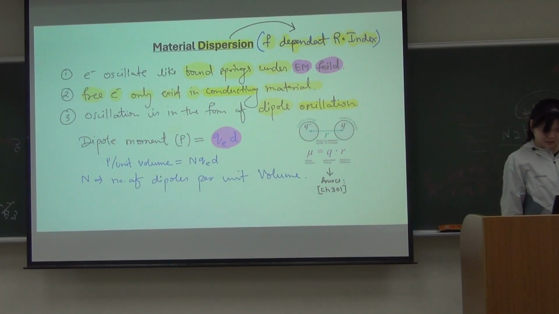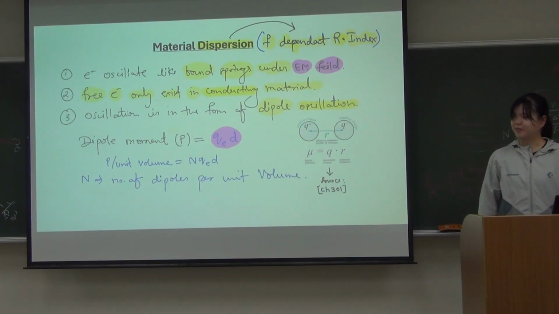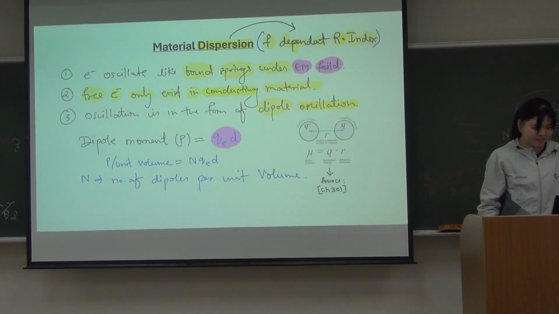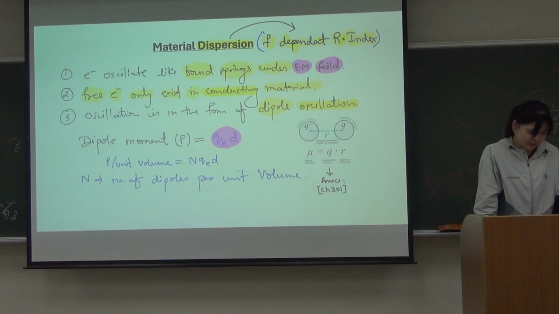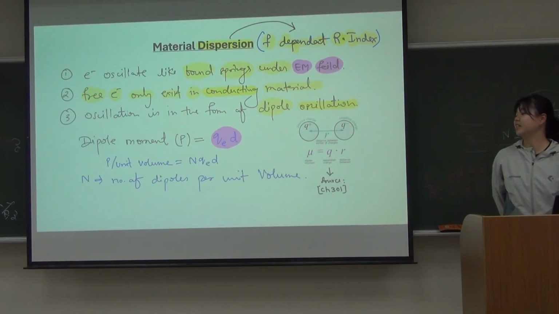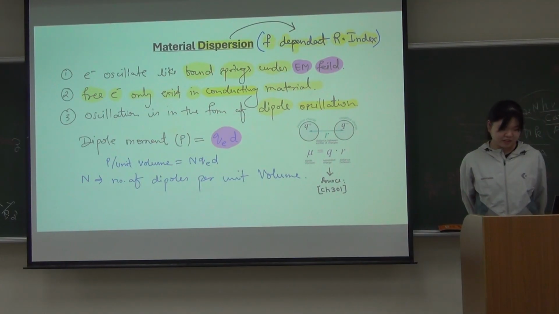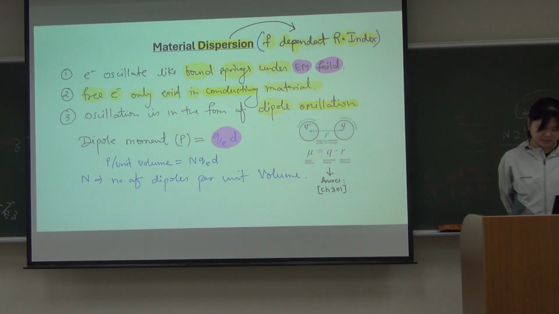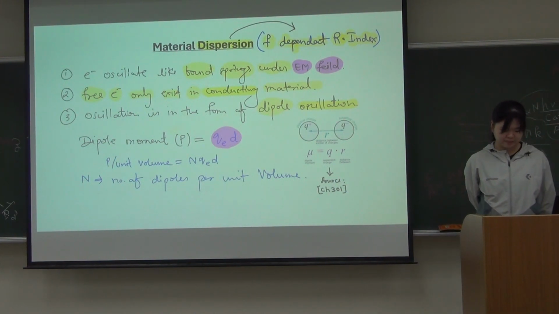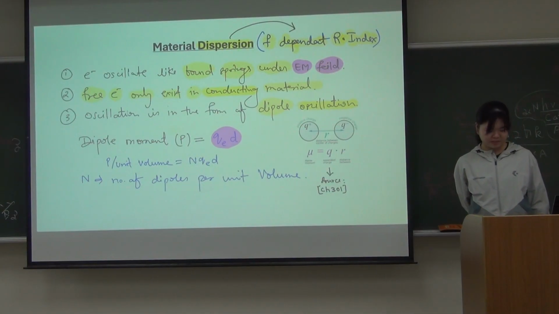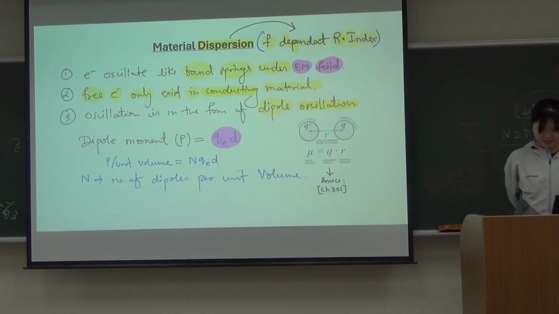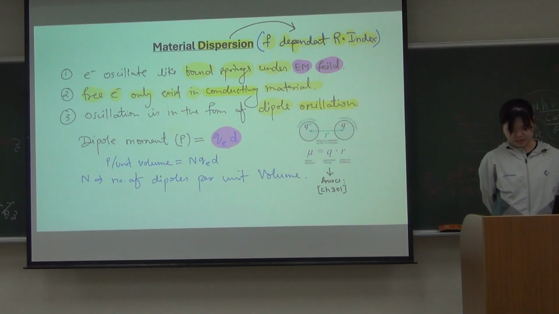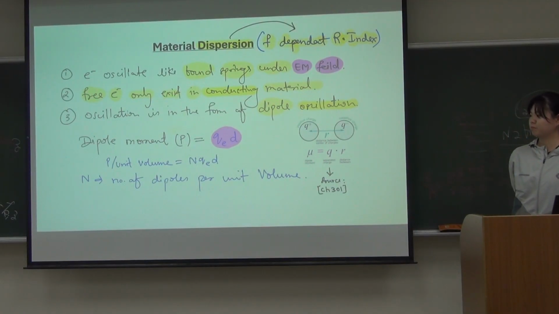This is about material dispersion. Material dispersion arises from the interaction between the electromagnetic wave and the bound charge in a material. When an external electric field is applied, the dipole oscillates, producing a frequency dependent polarization in the material. And the definition of the dipole moment is the multiplication of the amount of charge and the separation between the charges. Okay, very good.